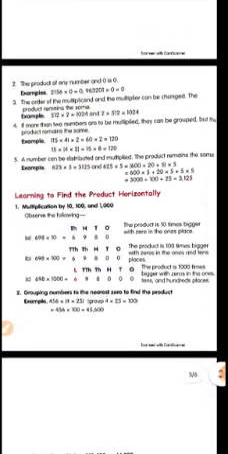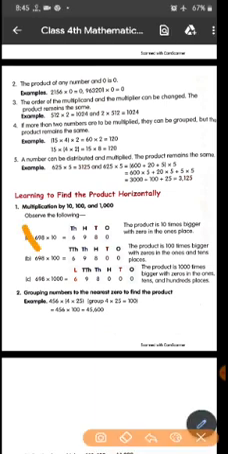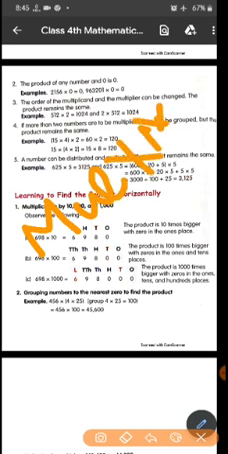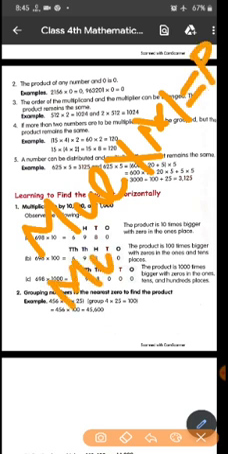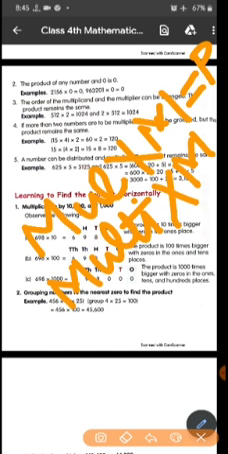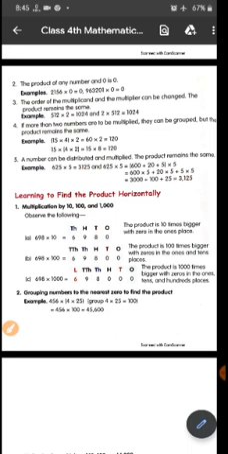Third, the order of the multiplicand and the multiplier can be changed. The product remains the same. So, in multiplication, we can change the place of the multiplicand and multiplier. We can write the multiplicand first, then the multiplier, to get the product, or we can write the multiplier first and the multiplicand in the second position to get the product, which is totally the same.